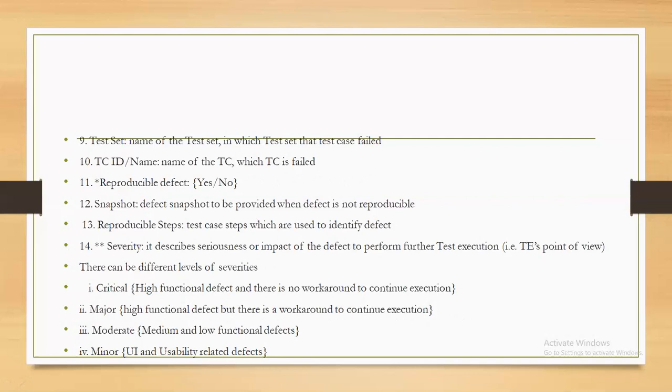Then reproducible defect. Yes or no. Reproducible defect means whenever you identify a defect, you recheck the same functionality in the same version of the build. If the defect is raised again, it comes under reproducible defect. Whereas some defects may not occur every time. Those kinds of defects are called not reproducible defects.